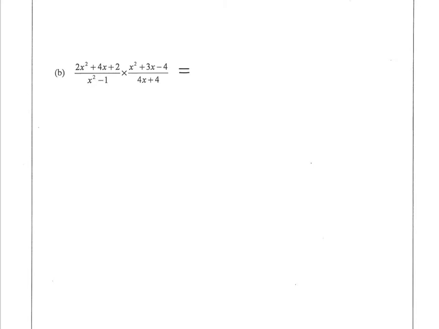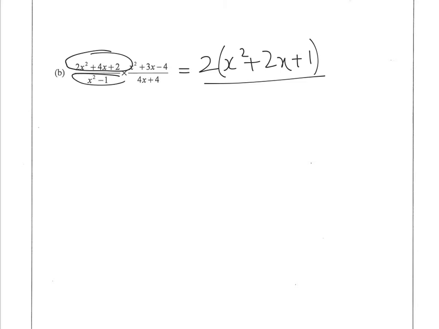So on the top, this one first, we can see 2 goes into all of it, so we're going to take that out the front. Over. Now, this one here is a difference of 2 squares. So double bracket, square root the first, x, square root the second, 1, and put a plus and a minus in between.